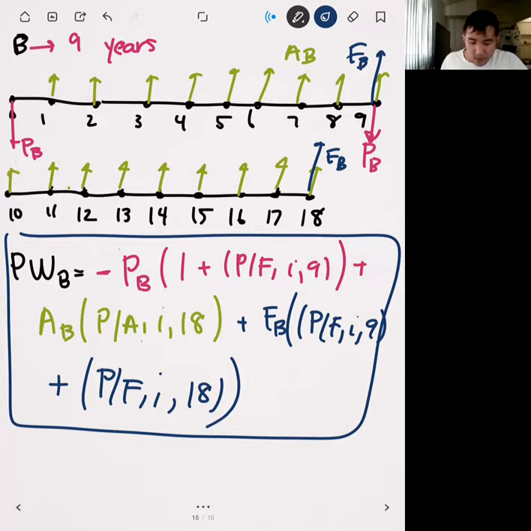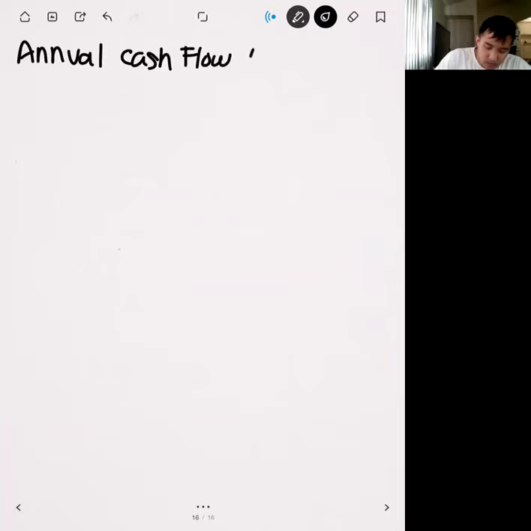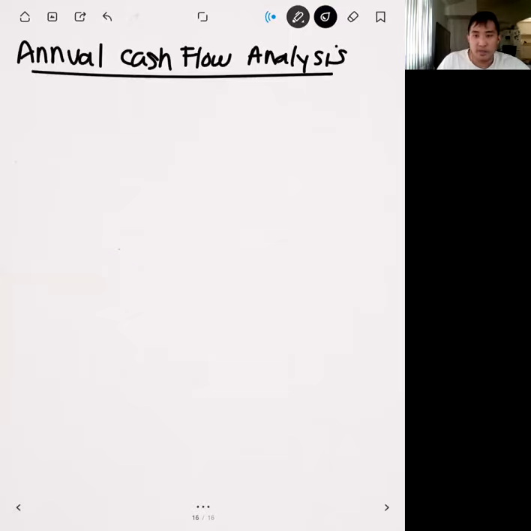All right. So I think those two examples kind of encapsulate the essence of what present worth analysis is about. I only have a few more minutes, so I'll just touch very briefly on annual cash flow. Annual cash flow analysis is kind of like the sister to present worth. So instead of computing everything into a present sum, you convert everything into a uniform series.